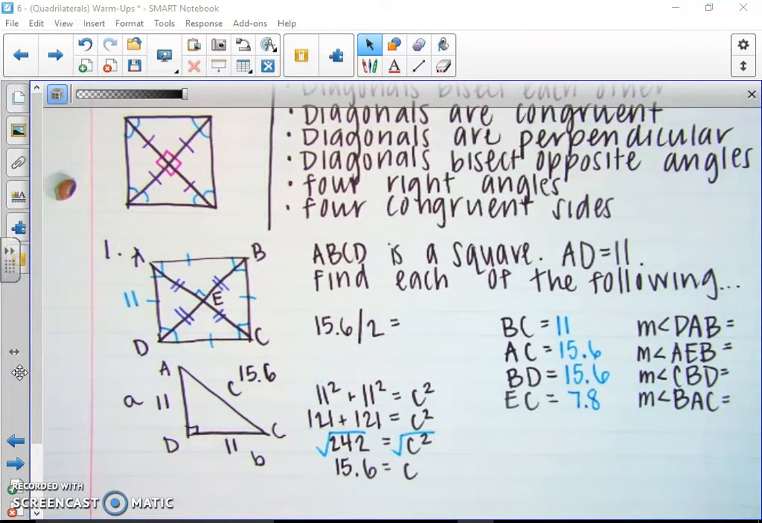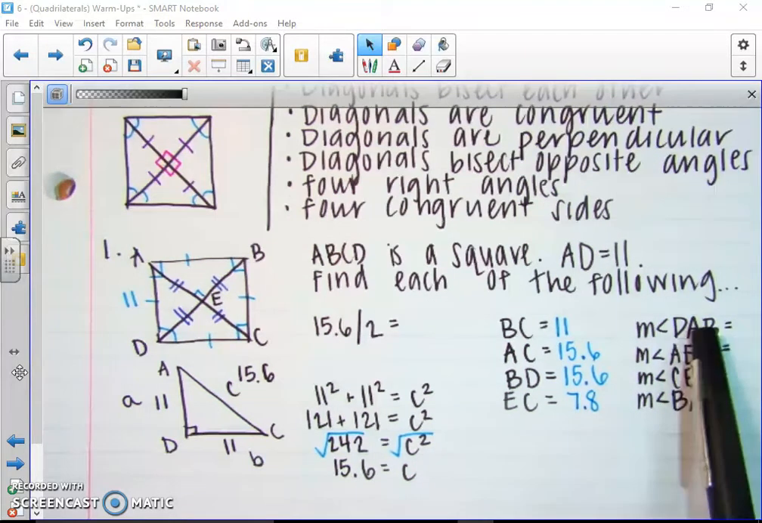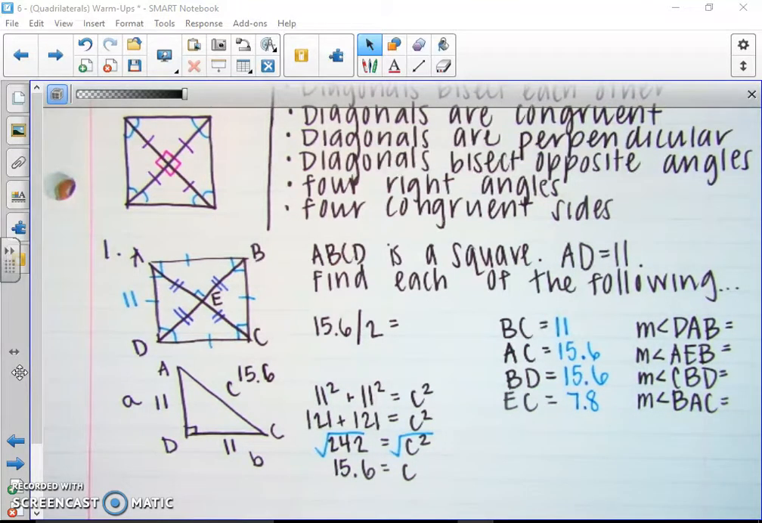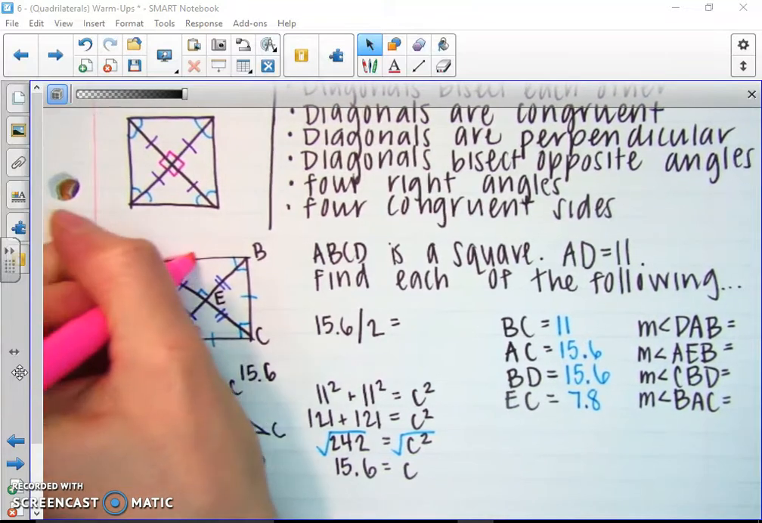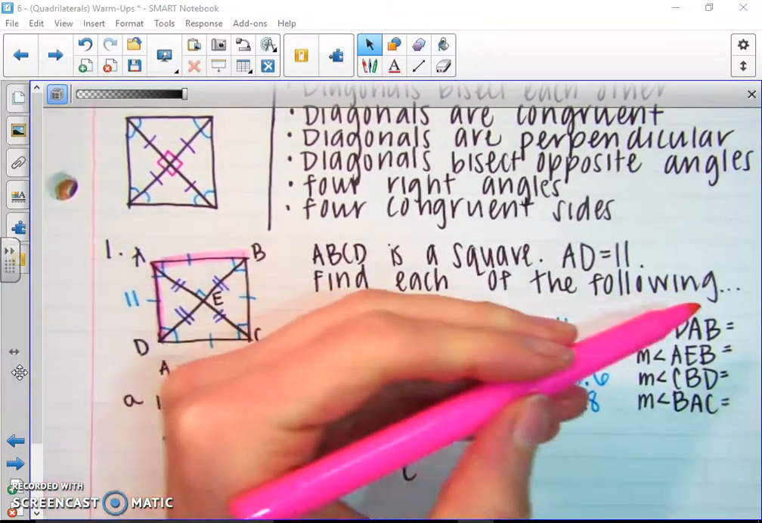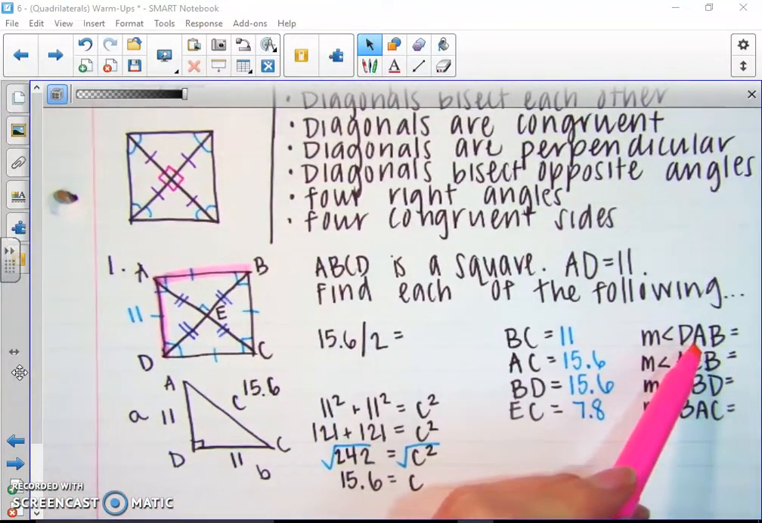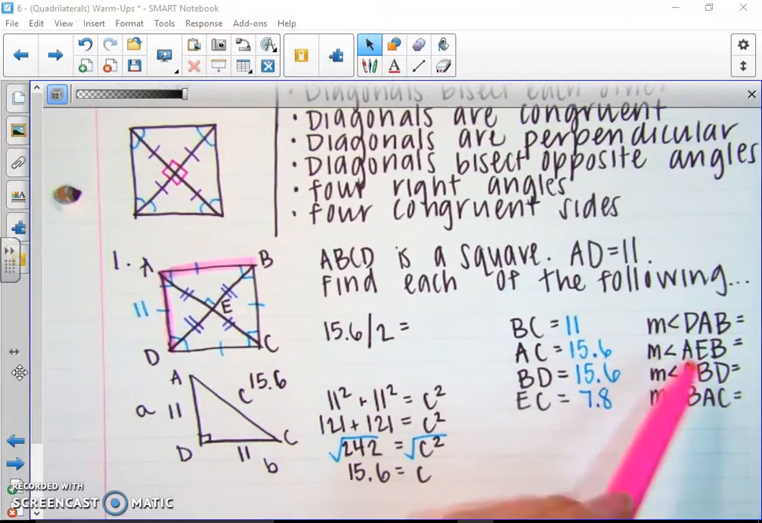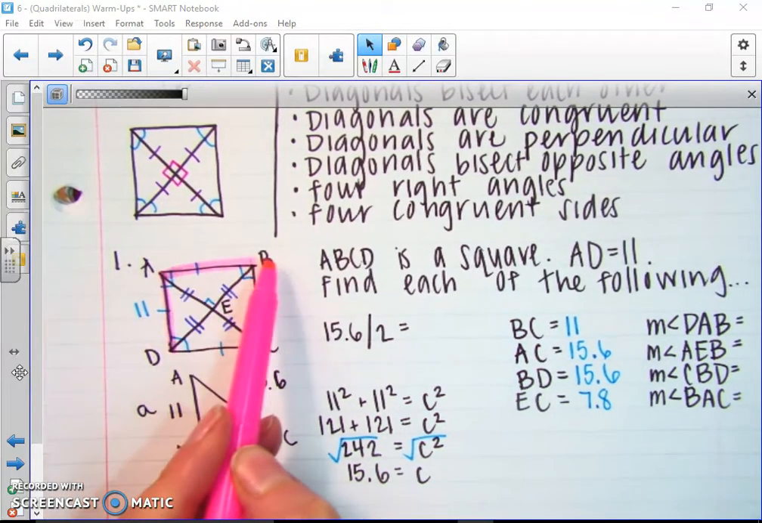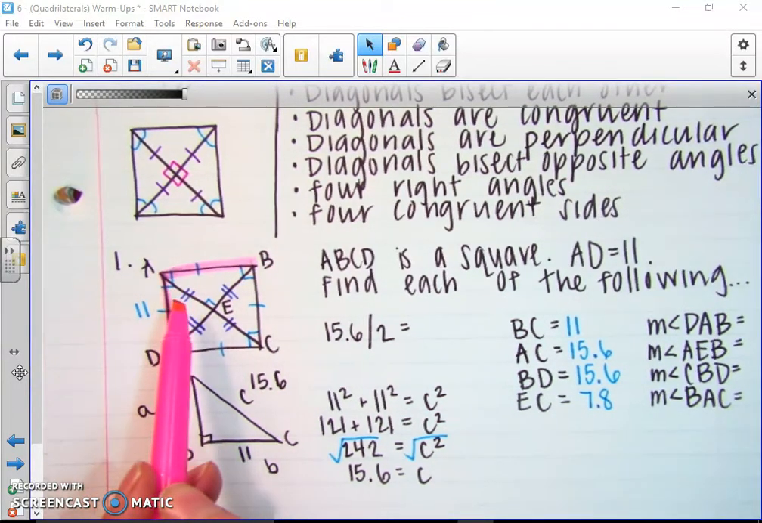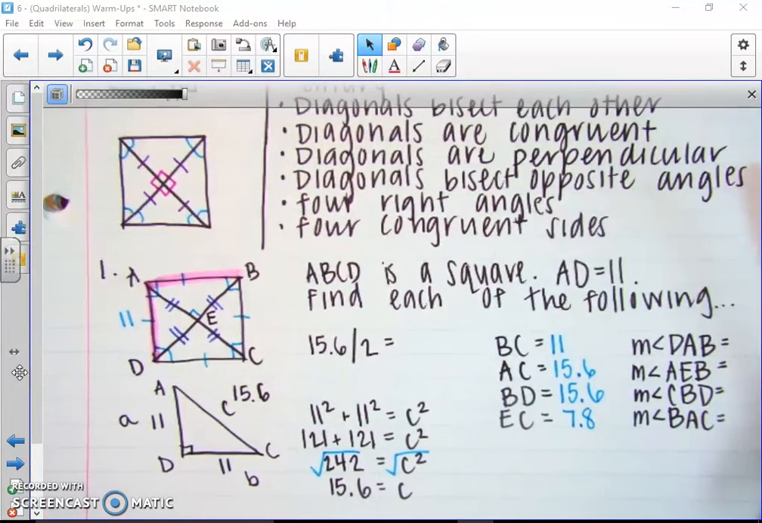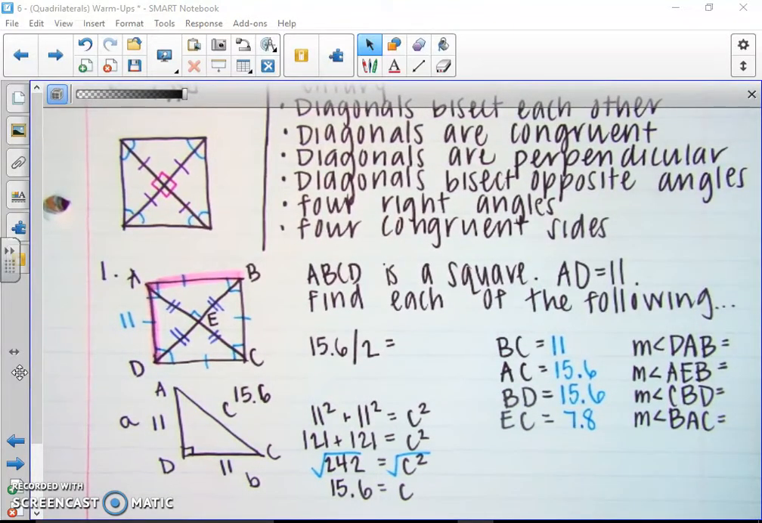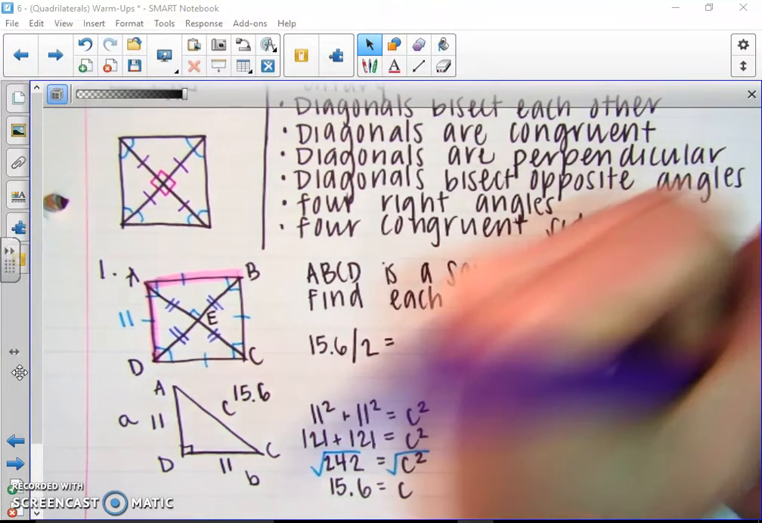All right, let's find some angles now. DAB. Remember, they name them. It's kind of like we trace the letters in the order that they're written. So we start at D, go to A, and then go to B, and that creates this right angle right here. So that's on a corner. That's a right angle. So how many degrees is that? 90. That's going to be 90 degrees.